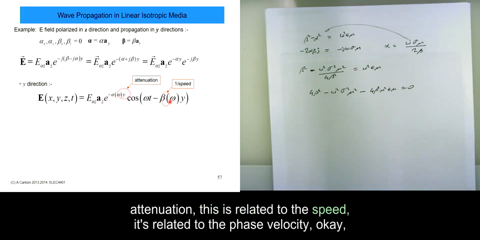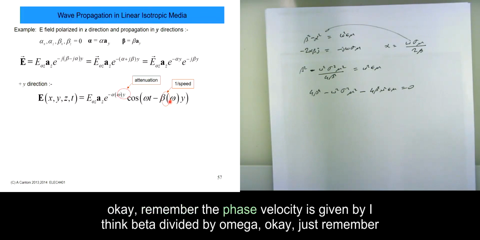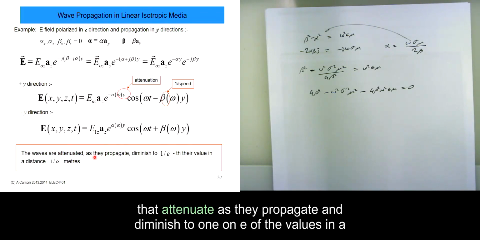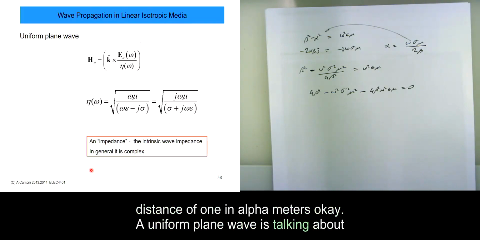This is related to the speed, the phase velocity. Remember, the phase velocity is given by, I think, omega divided by beta. We had that before when we looked at waves. Waves are attenuated; they propagate and diminish to 1 on e of their values in a distance of 1 on alpha meters.